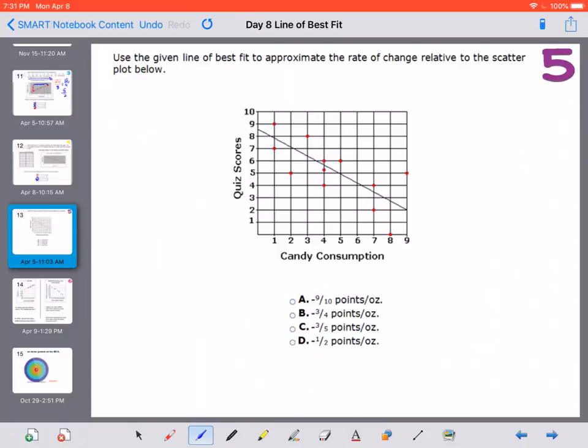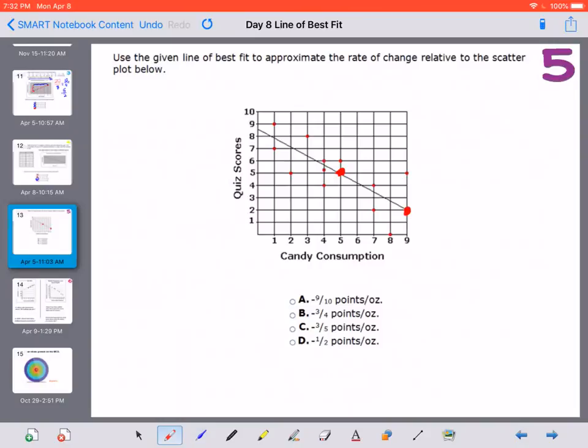Next one, use the given line of best fit to approximate the rate of change relative to the scatter plot below. So again, now we need to find our points because we need to find a slope. And all of them are negative, so we need to find a couple points that are going through an intersection. I see one for sure right there. If I look again, I see another one that's very, very close right there. And do I see any other ones? Probably none as close as we have there.